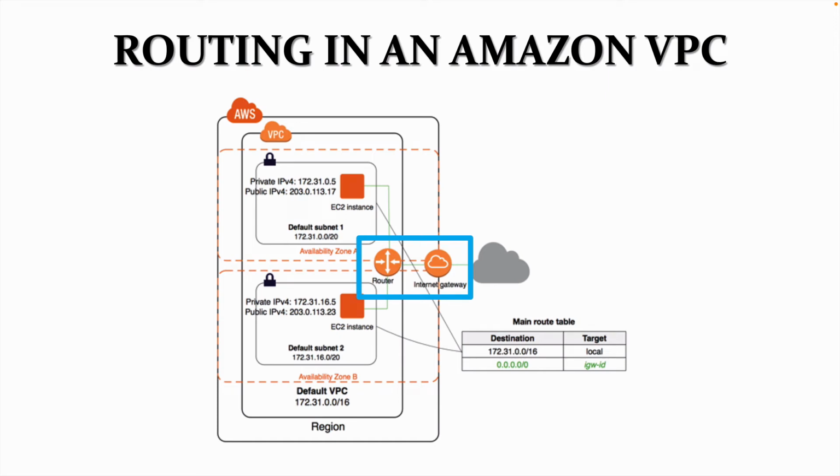Today we're continuing our new series covering network fundamentals in AWS, and we're still diving into designing our Amazon VPC, and we're going to talk about routing and the internet gateway.